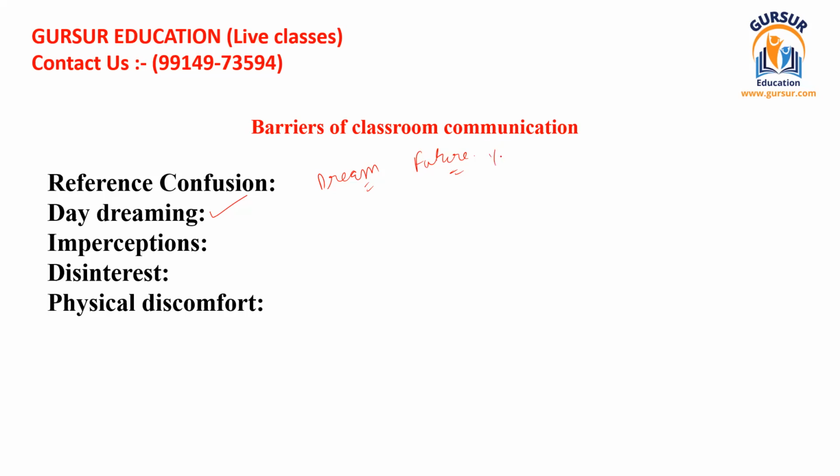They are just thinking about something else other than what is being taught in the classroom right now. This is known as daydreaming, and that is also a barrier of classroom communication. Then misperception, taking the teacher in the way in which you want to understand. This is when the teacher is trying to teach something, but the students are not getting that completely, and they wish to understand from their own point of view only.